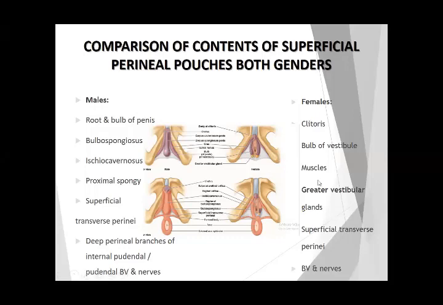So in the females, you have greater vestibular glands in the superficial pouch. In the males, there is no counterpart of this here. Then the superficial transverse perinei, of course, is the same in both genders. The other muscle is also present, but not in this figure right now. Okay? Nerves and blood vessels obviously are present here.